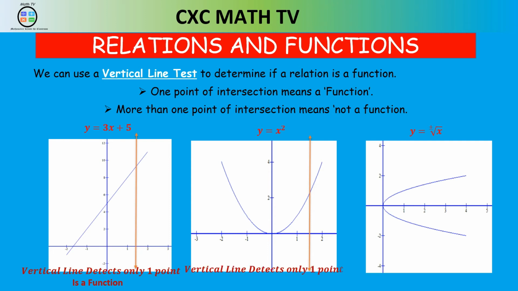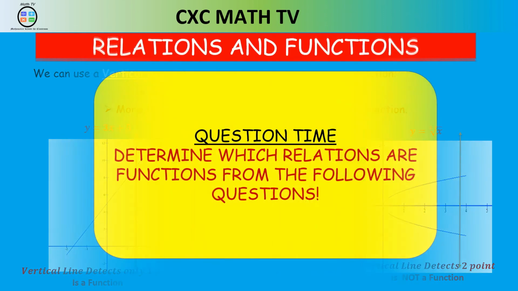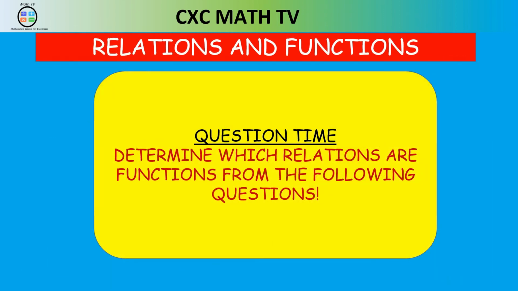And if you were to look at y equals plus or minus the square root of x, look at this now. The vertical line detects more than one point of intersection. It is detecting 2 points of intersection right there. Look at those 2 yellow points. So that one is not a function. That one is actually the one-to-many relation, which is not a function. All right, nice. So now we're going to do some questions and we're going to answer these.